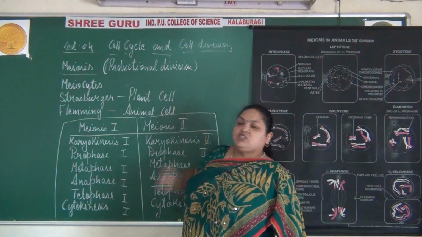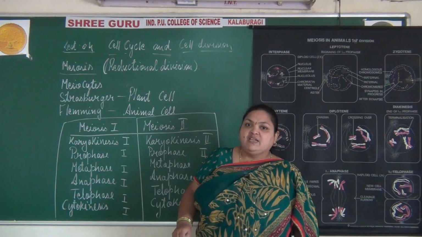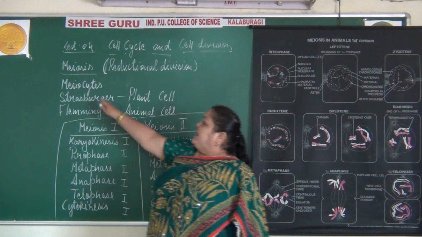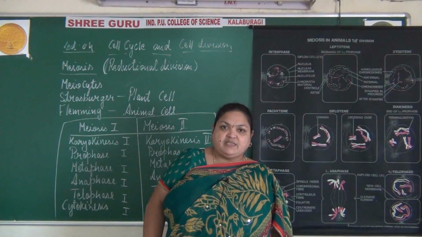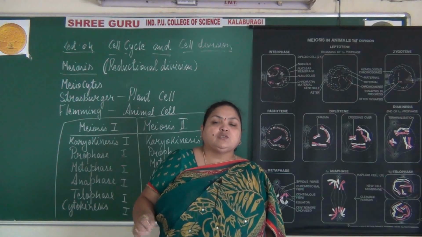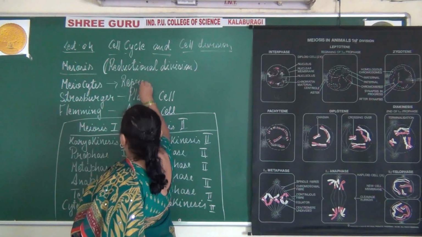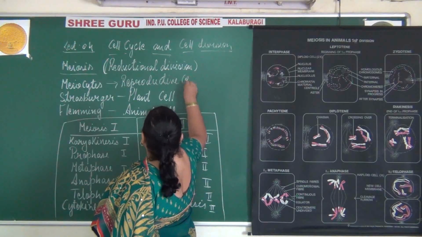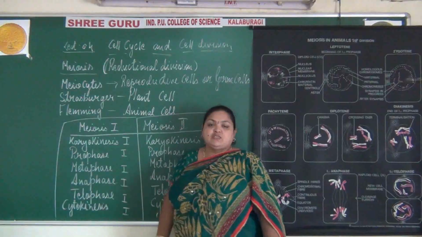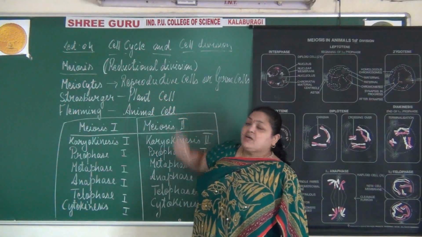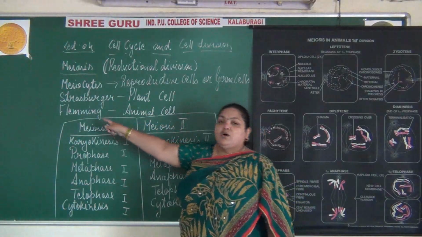Meiosis, as earlier said, is a reductional division where the daughter cells are haploid. They receive only half the number of chromosomes. Those cells which undergo the process of meiosis are known as meiocytes. And those cells are reproductive cells. We call them reproductive cells or germ cells. It was discovered by Strasburger in the plant cell and Fleming in the animal cell, and the term meiosis was coined by Fleming.